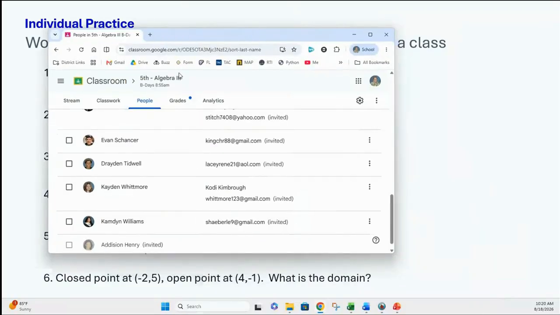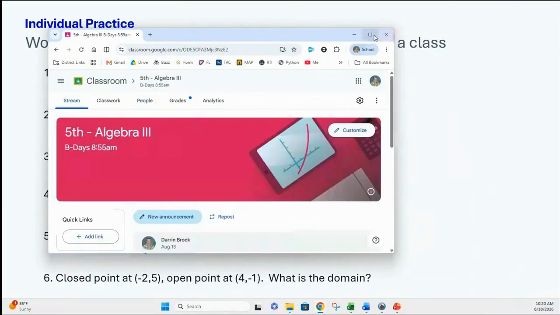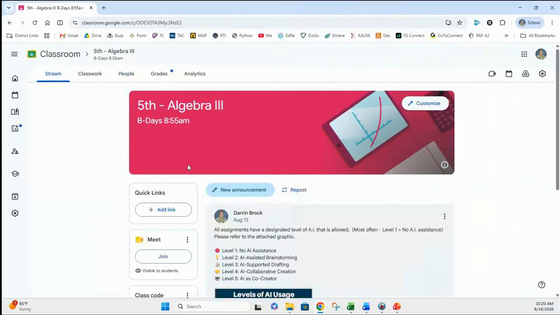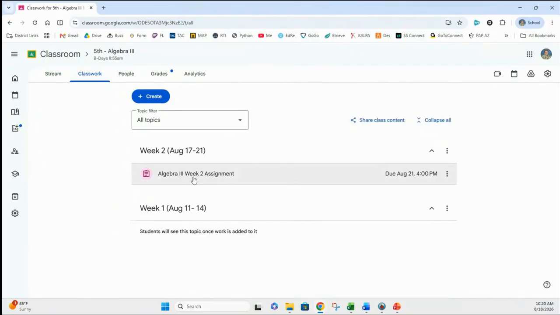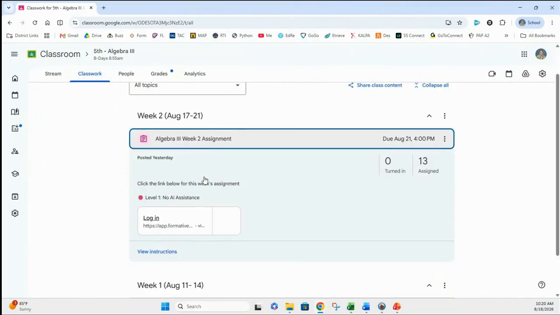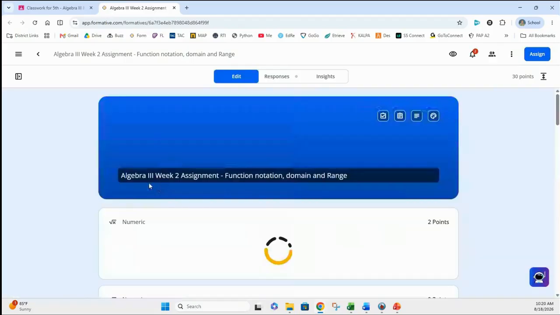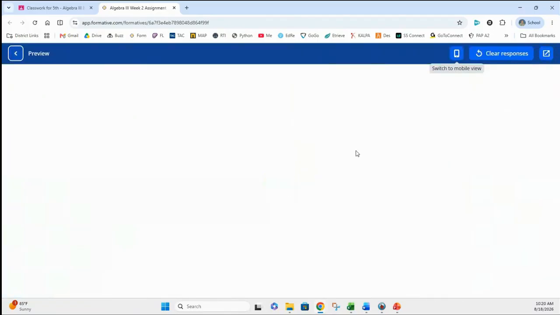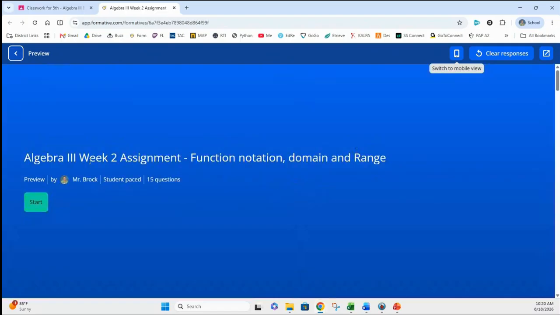Here is our Google Classroom. If you go to the classwork tab, you may have already seen this, week 2 assignment. It is on Formative. When you click on that, it'll take you to the Formative website. You may need to log in with your school Google account, or it may already have you logged in if you've been there previously. Here's what our assignment looks like this week. Algebra 3, week 2 assignment.